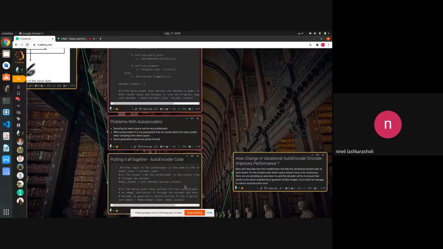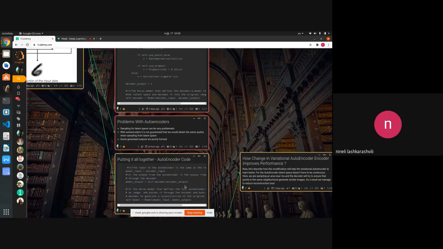To give you an example, suppose that we have this standard MNIST dataset where we have these digits, and for instance, autoencoders manage to learn how to generate or reconstruct the digit 6, but they might not be able to perform well in case we have digit 9. So this is what this means. And also some generated outputs are poorly formed. In order to solve these problems, variational autoencoders would help us.